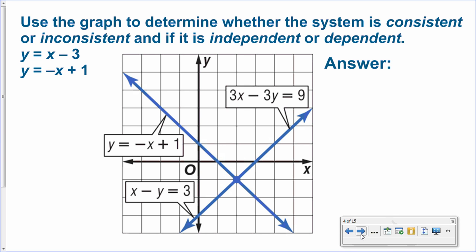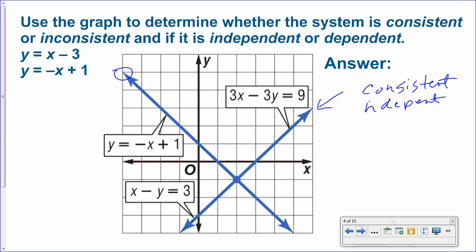Now, the 2 lines that they want us to check are which ones? This one right here, and then the other one, right? So those 2 lines do what? Do they intersect? Okay, so what's my answer here? Consistent and independent.